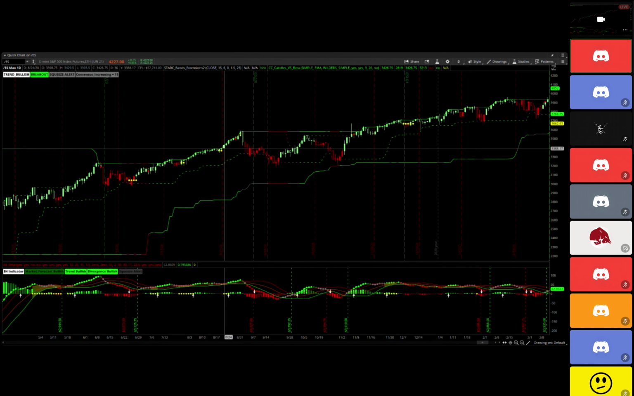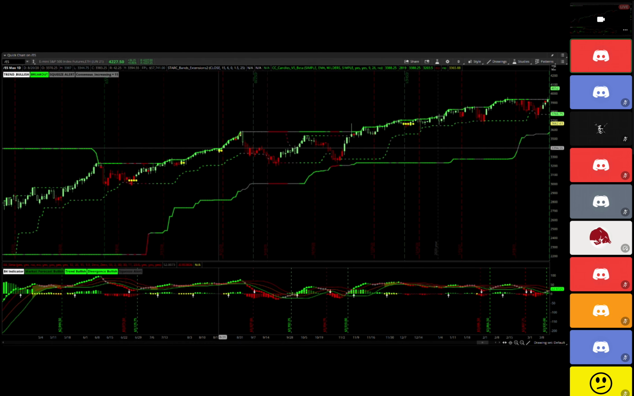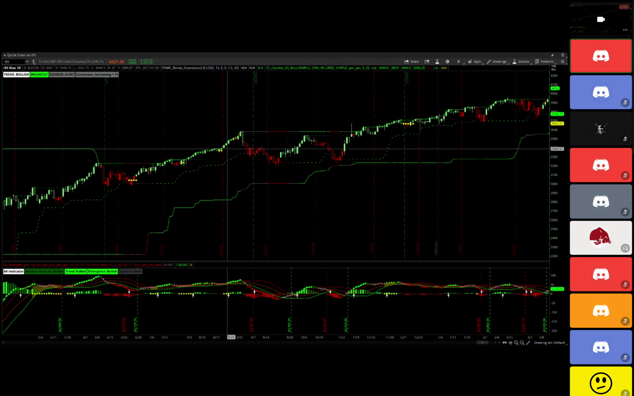You look to exit here. If you want to set an intermediate target or near-term target, these channels can help you do that fairly easily. And you see what happens here. You start seeing wicks punch up towards that previous high, and it squeezes again and ends up going up.